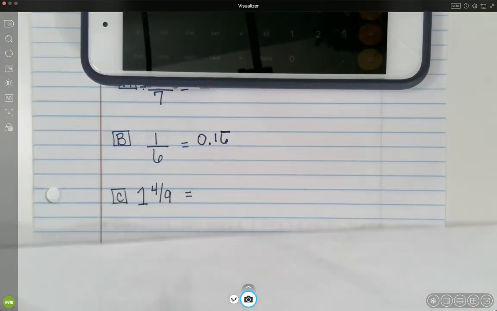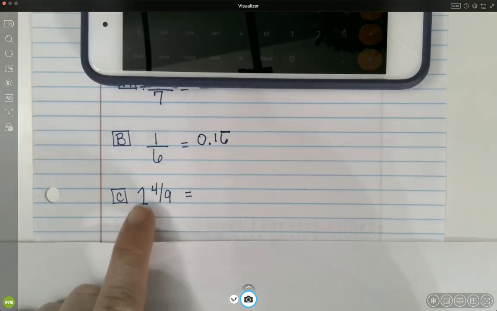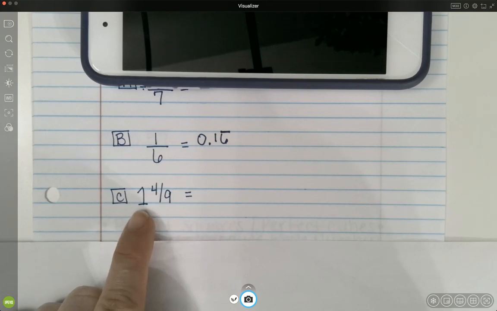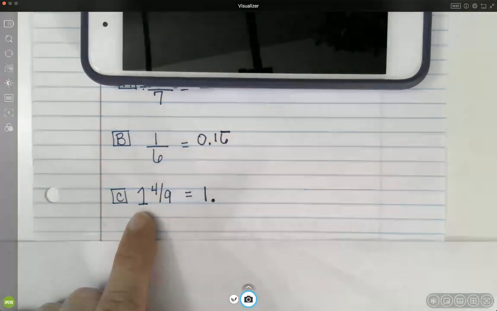Okay? Then last but not least, we have the instance where I have a whole number in front. I could type this into my calculator, but I don't need to. If I have a whole pie, a whole apple, a whole pizza that I'm dealing with, in my decimal, I'm still going to have one whole of it, okay?